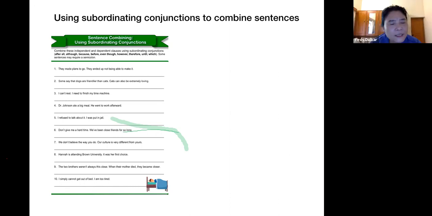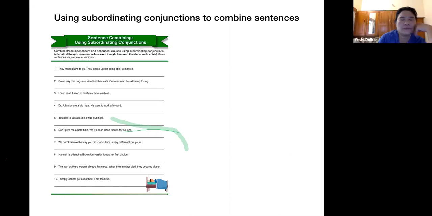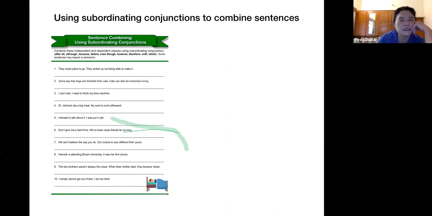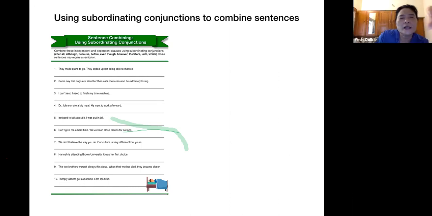I simply cannot get out of bed. I am too tired. I simply cannot get out of bed as I'm too tired. Or since I'm too tired, or because I'm too tired. You'll see that some of these sentences you can join in different ways.